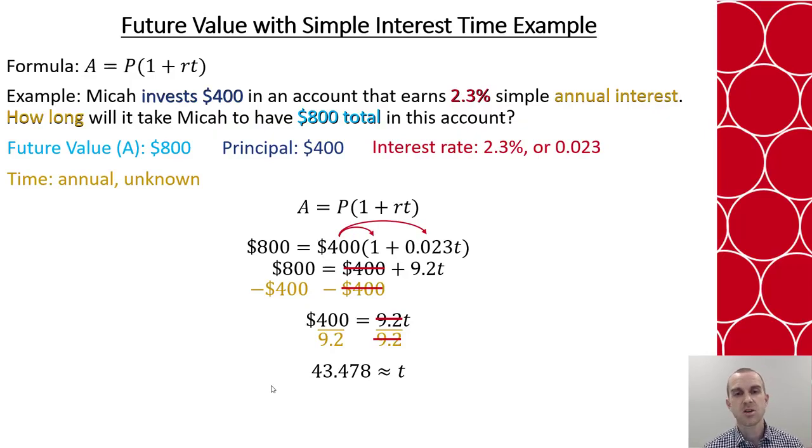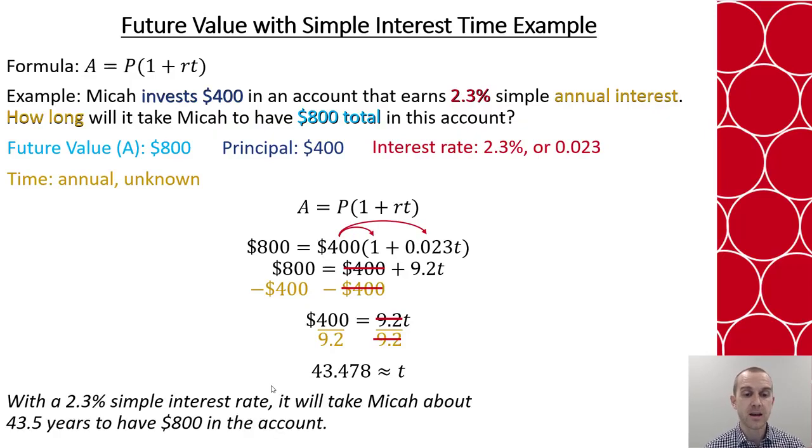But likely we're going to talk about years either in whole years or in years up to tenths. So we could say that it will take Micah at a 2.3% simple interest rate about 43.5 years to have $800 in the account.